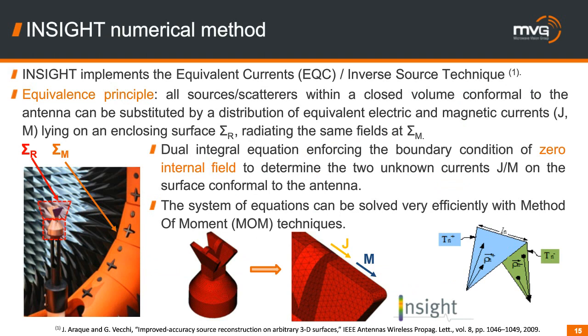The numerical method used by INSIGHT to calculate the equivalent current is called the inverse source technique. This implements the integral equation rigorously, based on the application of the equivalence theorem. This allows us to substitute the antenna under test by a closed surface enclosing the antenna, where the equivalent surfaces are placed. This equivalent surface is denoted by sigma r, and currents are imposed to radiate the original field wherever it is measured. The measurement domain is denoted by sigma m, and the system of equations is discretized by the method of moments with Rao-Wilton-Glisson basis functions, and the condition of zero internal field guarantees the uniqueness of the system solution. All these operations are done entirely by INSIGHT.